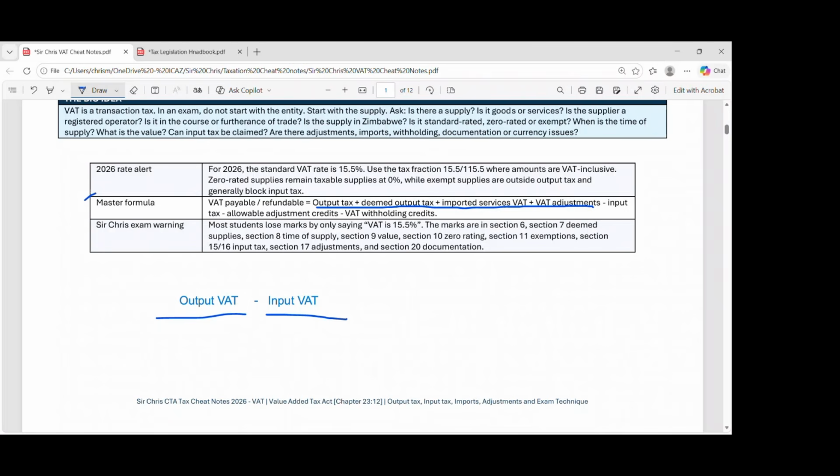That supply must be standard rated, because we are not going to buy from someone who is making an exempt supply. Then number three, the supplier has met all the relevant section 6 and section 7 requirements: is it a supply of goods or services? Is it imported goods, etc.? So that's the first question.